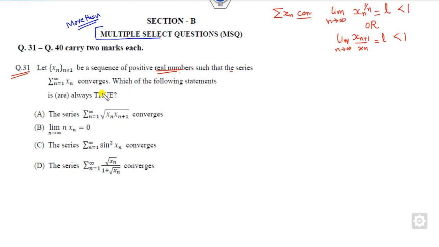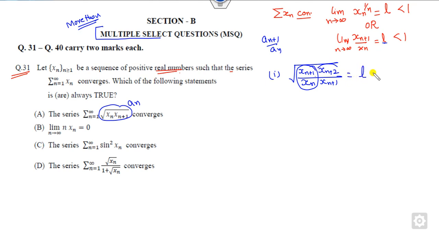Now you have to think about which of the following is always true. So check whether the first series is convergent. You have to think about either of these two conditions. Let's start with the ratio test for this first part. If I consider this as my an, what is an plus 1? This is my an plus 1 divided by an. By using the given condition, that's L, and this is also L, so it's L square, which is less than 1. So the series is convergent, and the first option is correct.